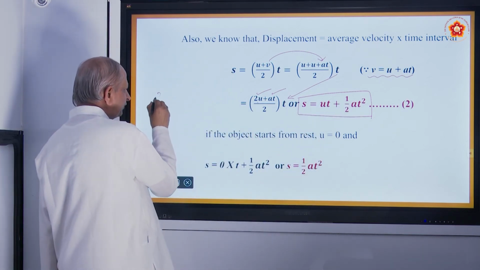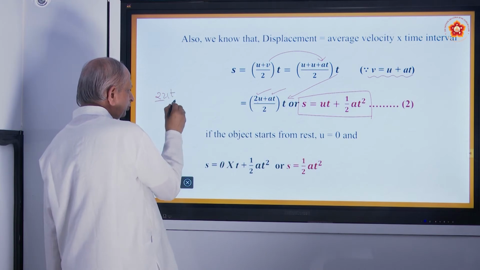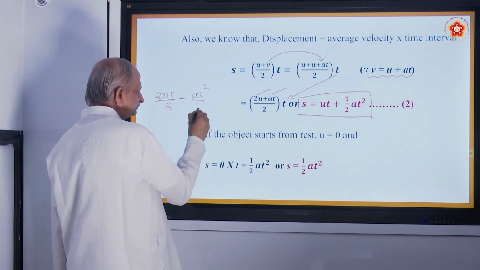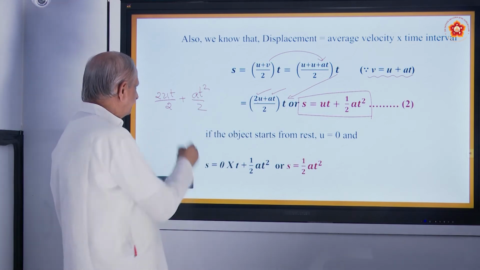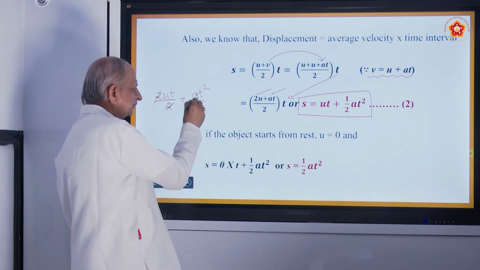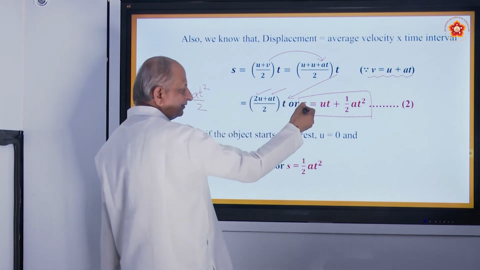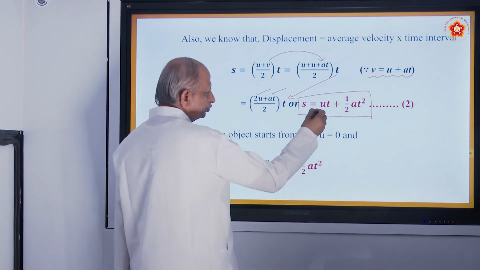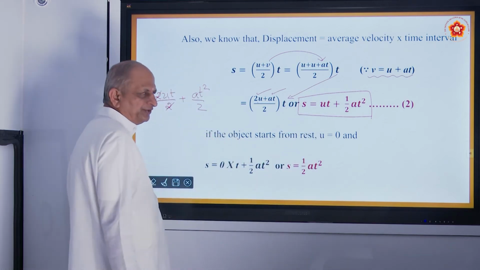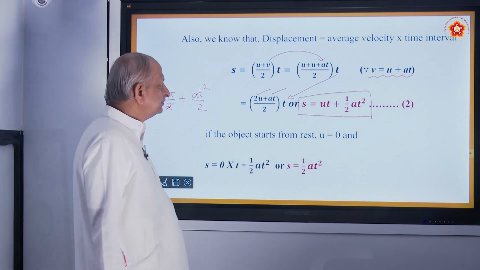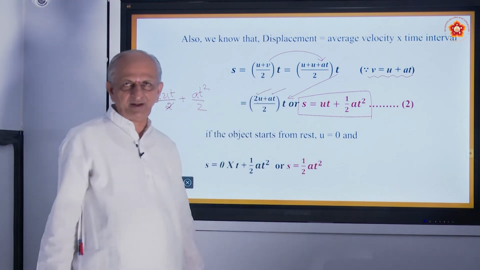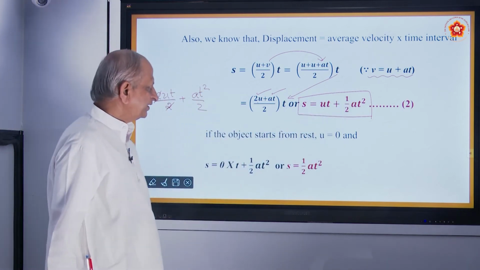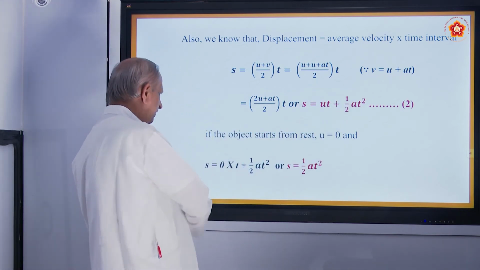I think you are following. 2ut by 2 plus at square by 2. What happens? The 2 cancels. This is half at square. That is how you got the formula: s is equal to ut plus half at square. And here what is u? u is called initial velocity. What is s? Displacement or distance travelled, any one of the two. a is acceleration, t is the time. That is the second equation of motion.